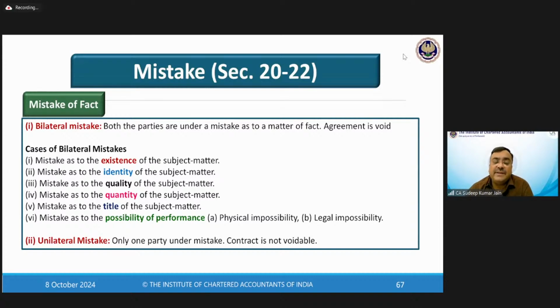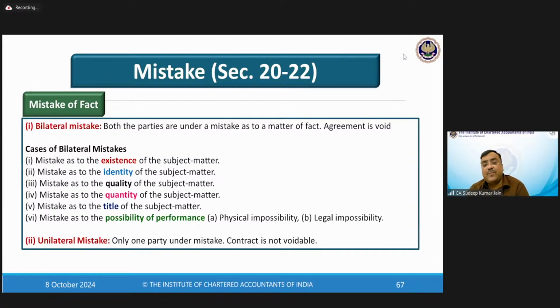Mistake as to the identity, as to the quality, as to the quantity, ownership title. If both parties are under mistake, the contract is void. This mistake is called mistake of fact.